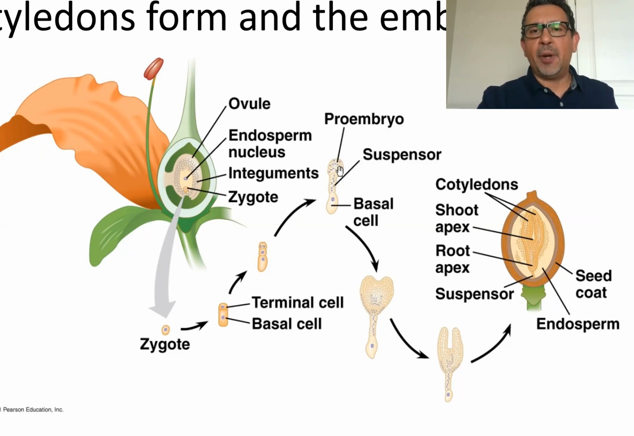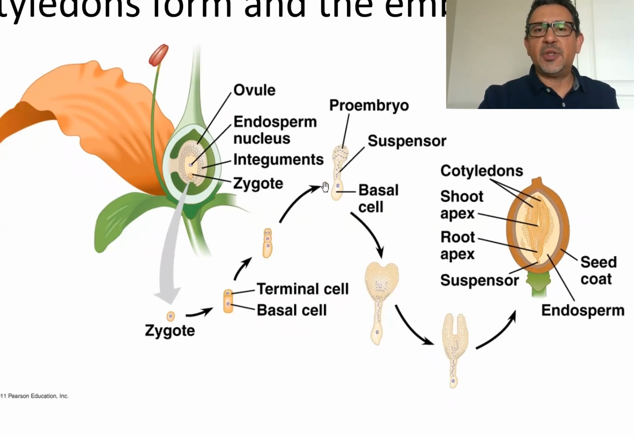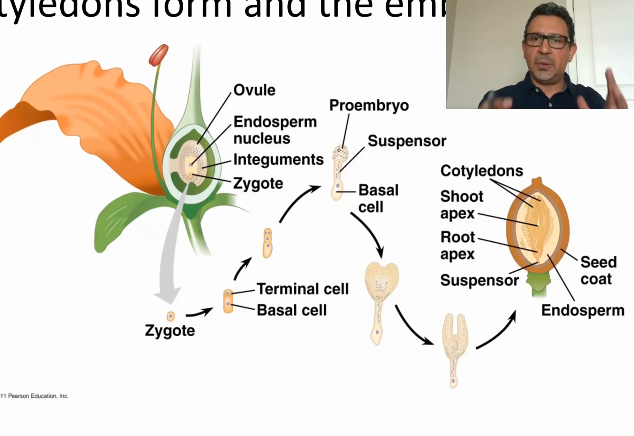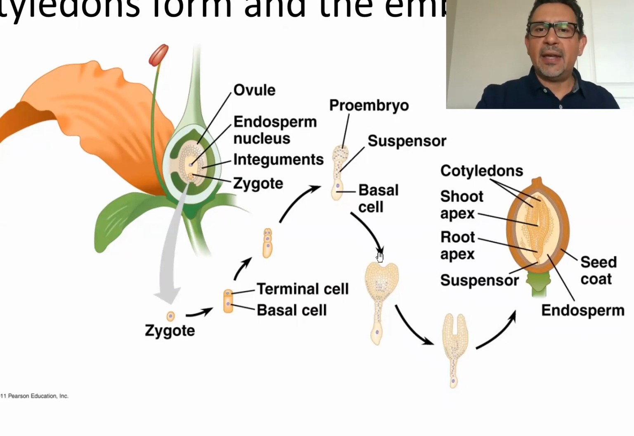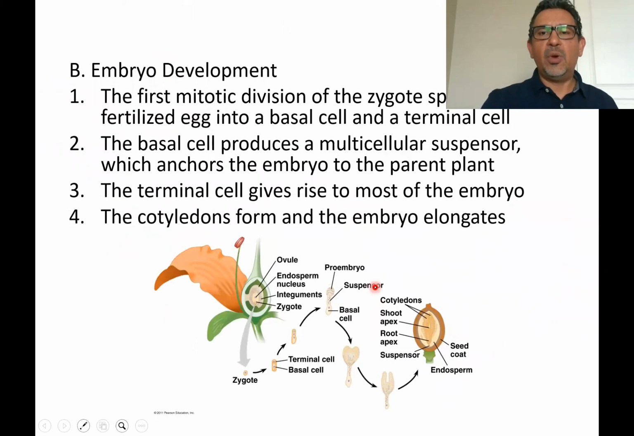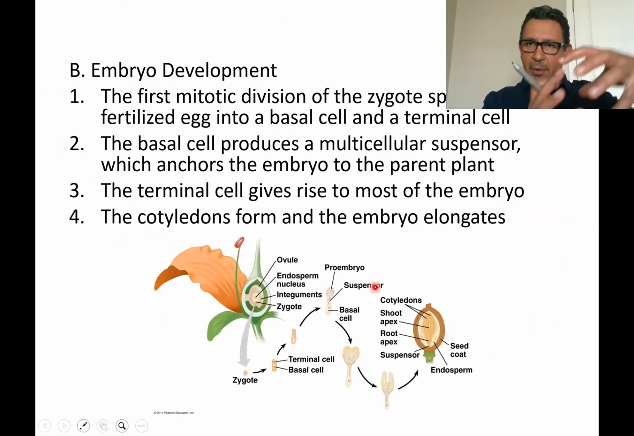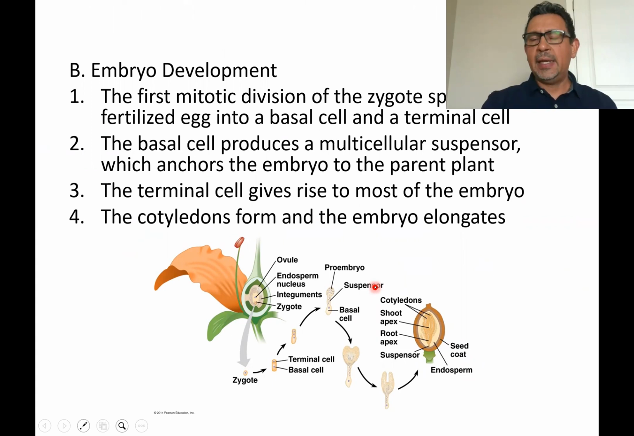First, a proembryo forms, which, as you can see here, is kind of shaped like a balloon, and that is because two structures called cotyledons will be forming. Eventually, other embryonic structures will also be forming as the embryo gets longer. That's what we mean by elongating.